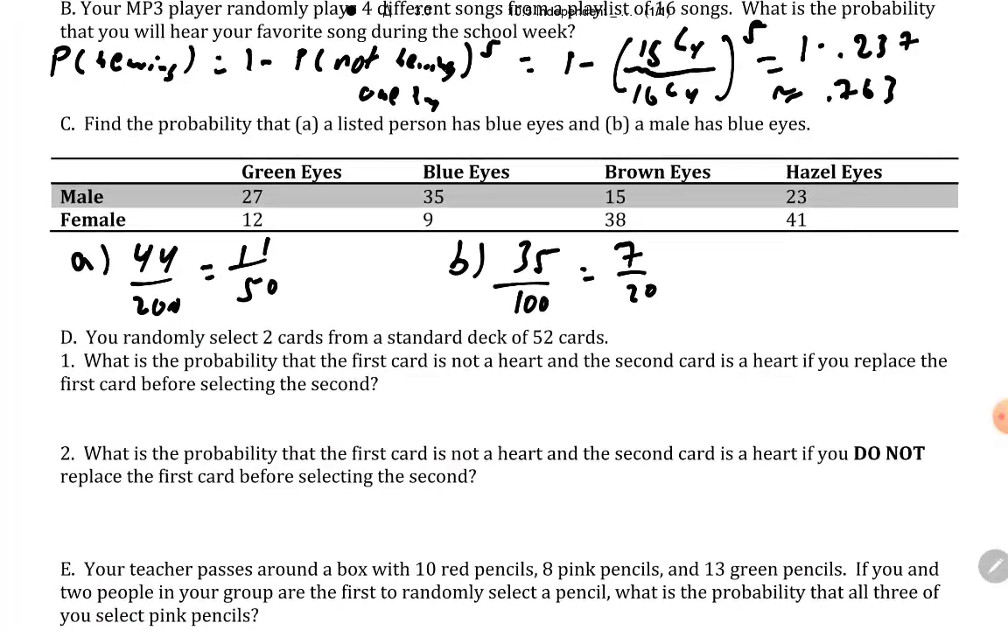You randomly select 2 cards from a standard deck of 52. What is the probability that the first card is not a heart and the second card is a heart if you replace the first card before selecting the second? This is an independent event because we replace the card, it does not change the outcome of the second card. So we're looking for the probability of not heart and then the second card is heart.